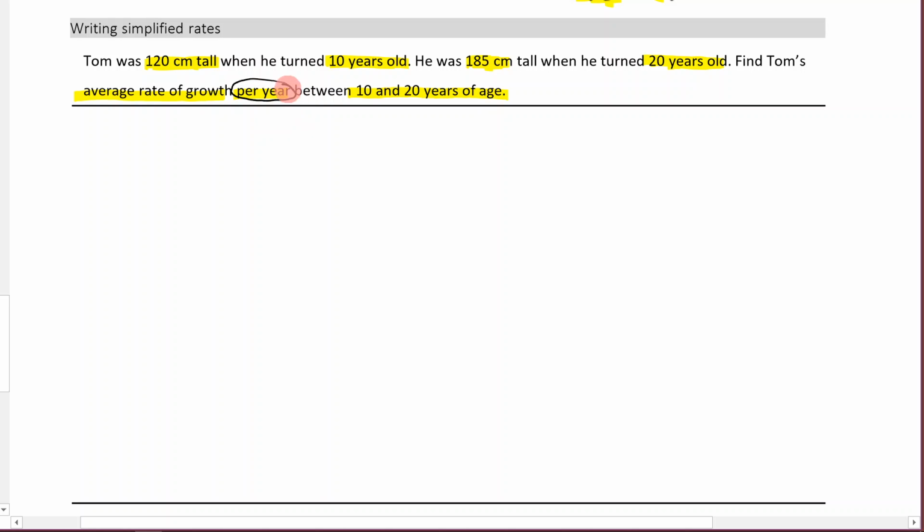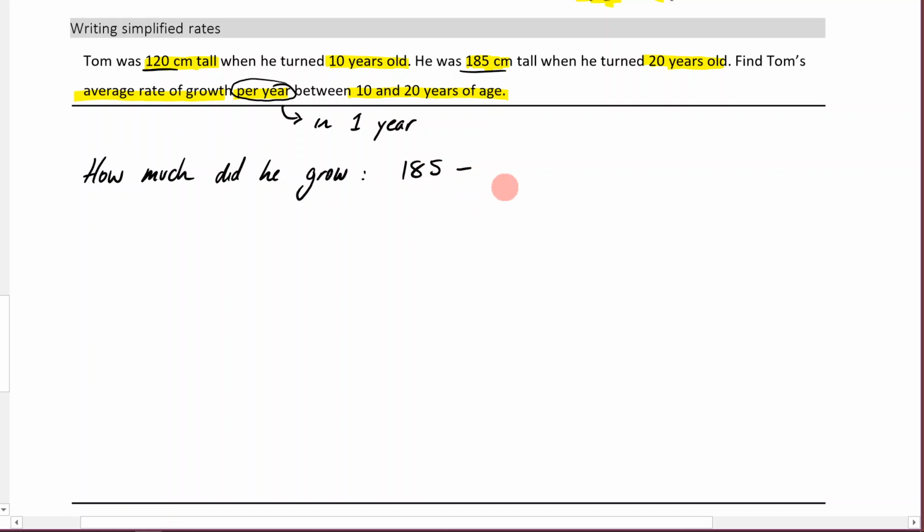Let's think about what this means per year. What this means is in 1 year. So how much has he grown in 1 year? And that's what we're after. Well, the first thing we need to figure out is how much did he grow? To figure that out, we're going to take his current height, which is 185, and subtract what he was when he was 10, which is 120, and that means we have 65 centimeters of growth.